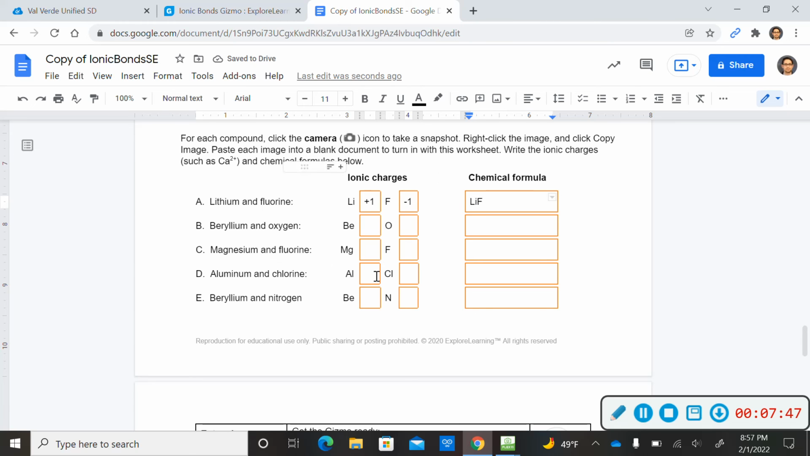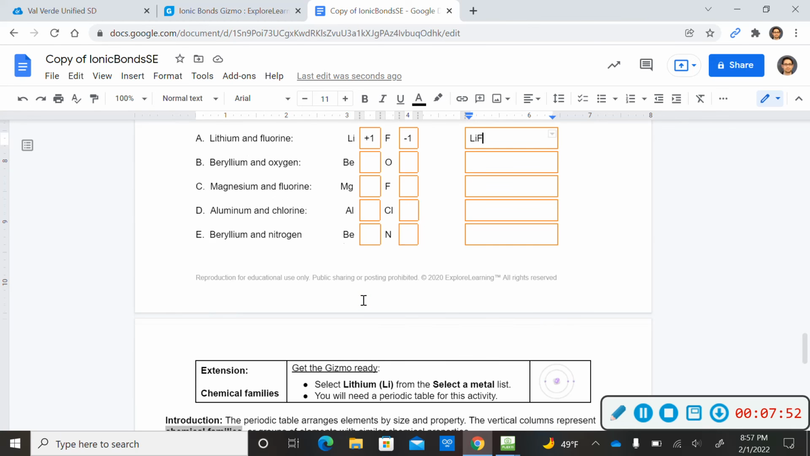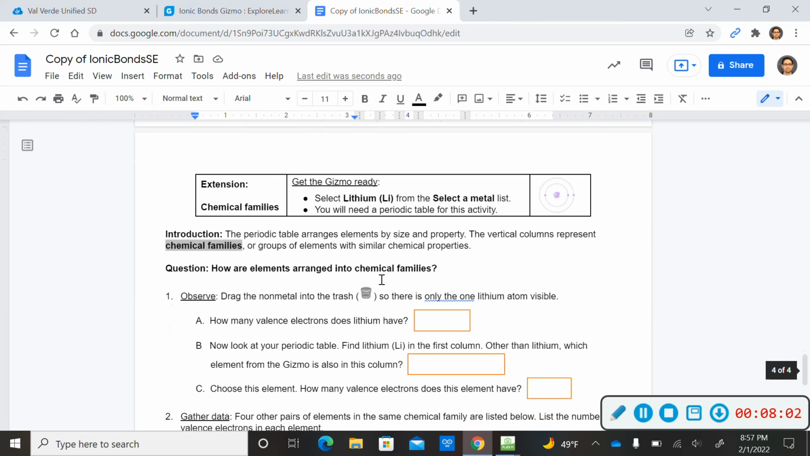Anyways, go ahead and complete these other items right here. Check with your teacher to see if your answers are correct. Be careful with this one. This one will be a little bit tricky. Think about it as a teeter-totter. And same thing with aluminum chlorine. It'll be a bit more demanding.